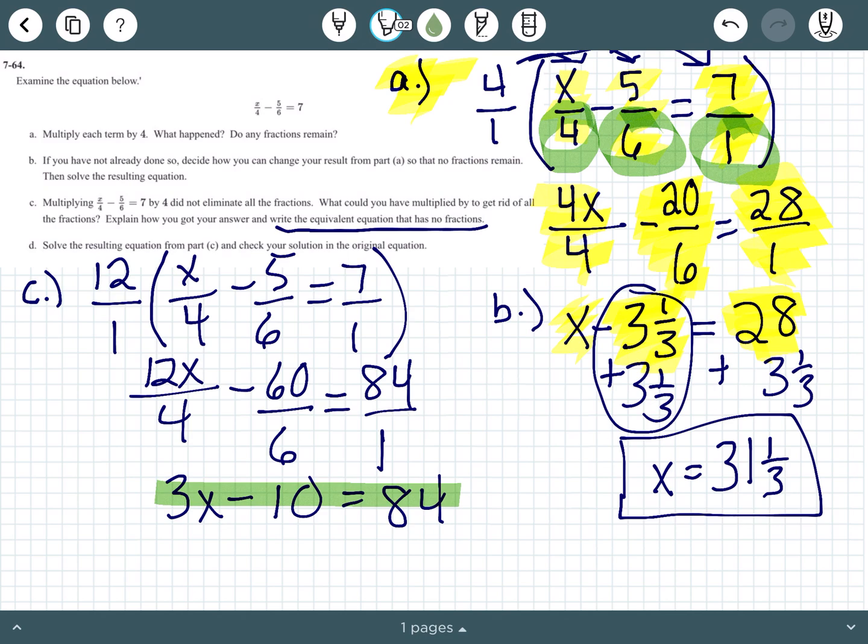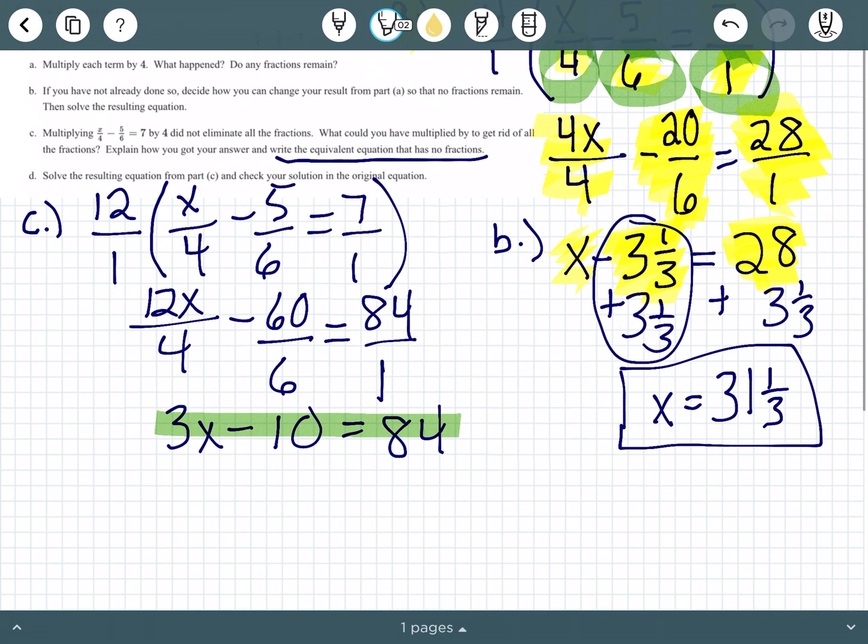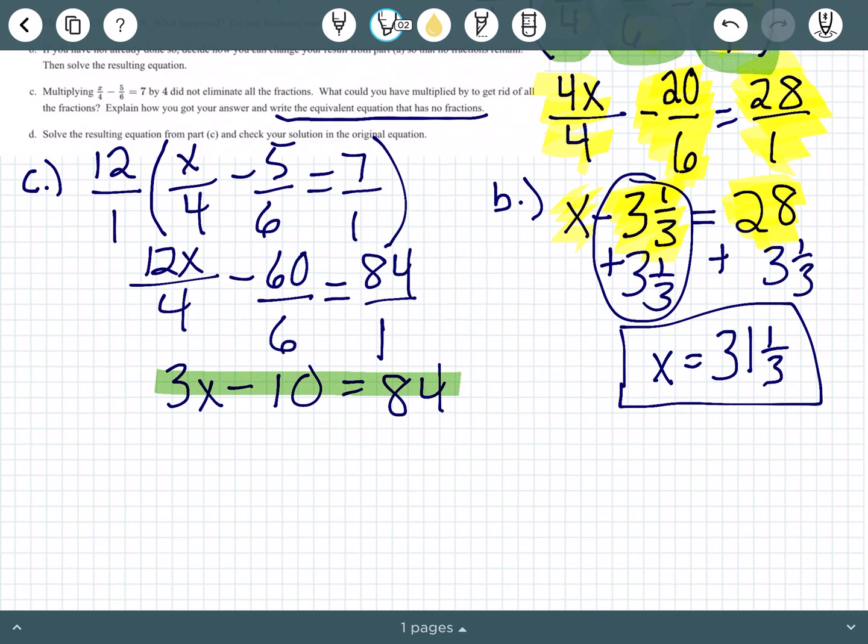And you will see, if we solve this out like we're about to do in part D, we should get the same answer as we did in our original equation, hence the equivalent equation. So part D says to solve the resulting equation, so I'm just going to write that in here. So we are solving this equation now. This 3x minus 10 equals 84, and we also need to check the solution in the original equation.